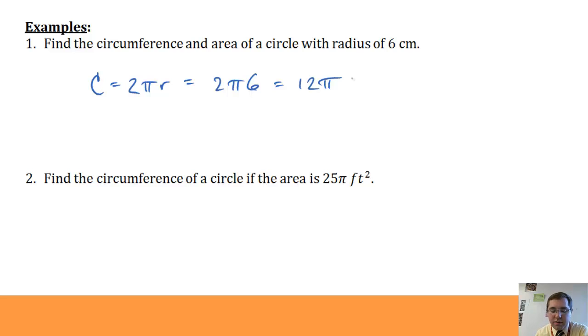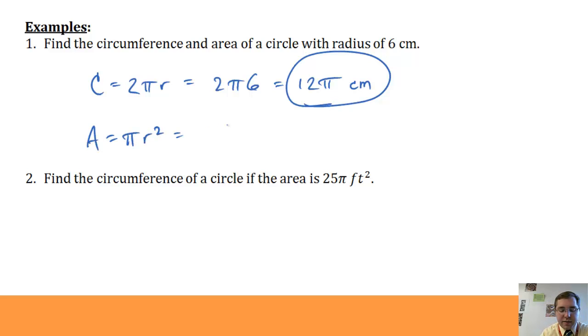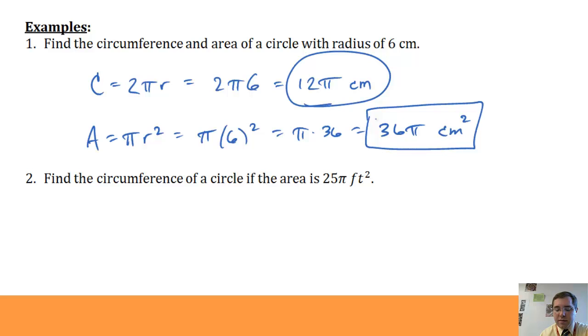If I put in 3.14 for pi, I'm getting only an estimate of an answer. I'm not getting an exact answer. So I'm going to leave pi there. I'm going to put units on my answer, and it's 12 pi centimeters. The area is pi times the radius squared, which is pi times 6 squared, which is pi times 36, and we usually write the number in front of pi, 36 pi. And the area is always going to be in square units, centimeters squared. 36 pi centimeters squared, square centimeters.